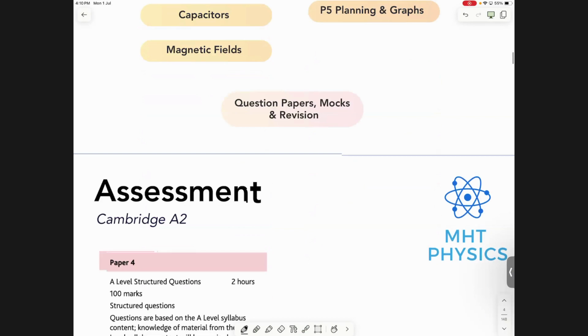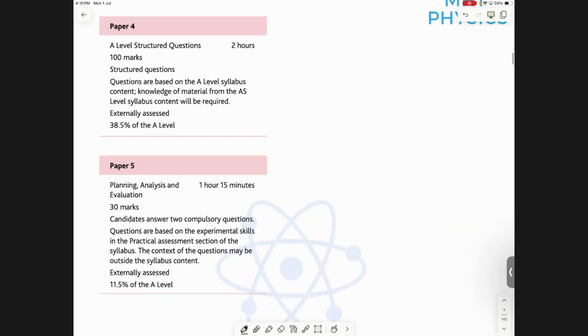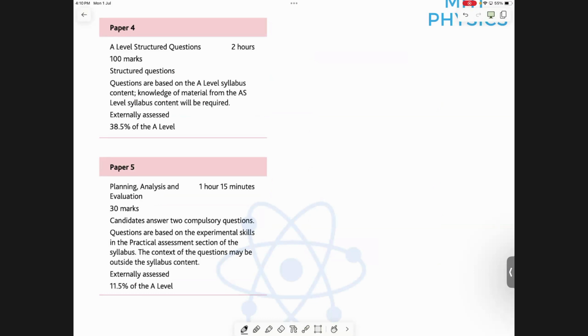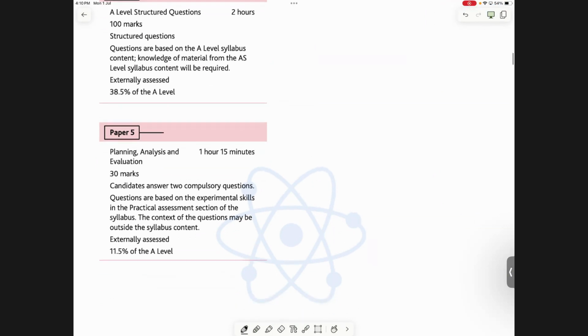How are the exams? Your AS had 3 papers, right? Paper 1, paper 2, paper 3. This is completely different. There's nothing similar to it. So it's a completely new way of examination. So you basically have 2 papers: paper 4, which is the main exam, and paper 5. IGCSE students might have some idea about this. This is similar to something that we had in our O-levels.